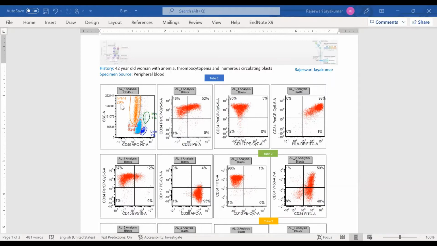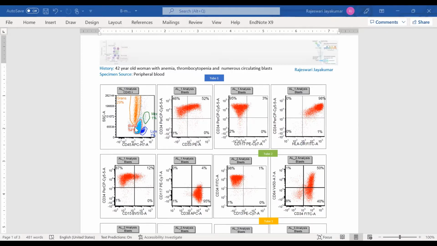And we have a population of granulocytes, which account for 29% of cells. They have very high side scatter and dimmer CD45 than the lymphocytes. And we do see a population here that has dimmer CD45 than the lymphocytes and kind of merges with the monocyte gate, shifting the monocyte gate onto the top. These cells are labeled as blasts here. Like I said, in the history, there were numerous circulating blasts, and these blasts were 54% of all cells.